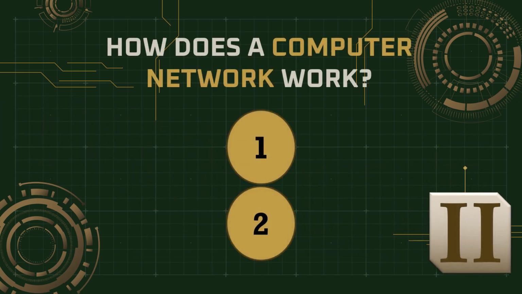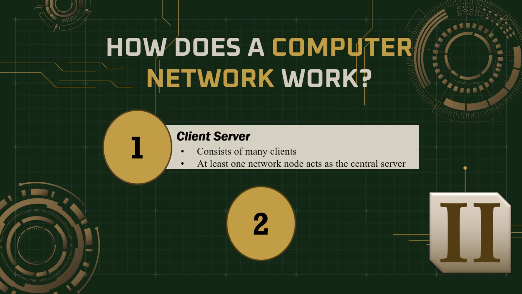Afterwards, we are going to discuss how does a computer network function as a whole. Number 1, we got something that is called a client server. This model consists of many clients or nodes, where at least one network node acts as the central server. The clients in this model do not share resources but request the central server as all the resources are installed on it.